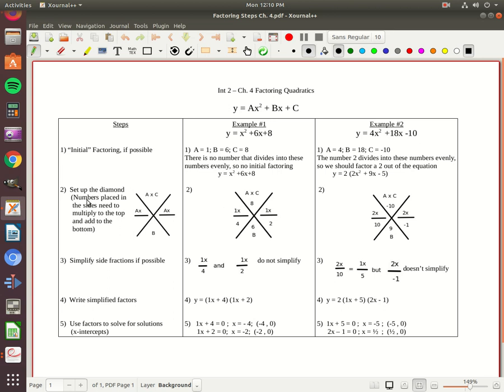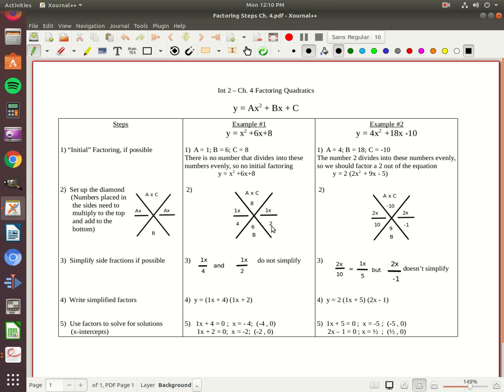And now we're going to go here. It says numbers placed in the sides need to multiply to the top and add to the bottom. So 4 times 2 equals 8, and 4 plus 2 equals 6. So I know I didn't talk about this one right here, but if you look, 10 times negative 1 equals negative 10. 10 minus 1 equals 9. So that's how that's going to work. And hopefully you've been doing your homework the last several years and you've seen these diamond problems a lot over the years. Maybe you haven't seen the tops of the sides, but the rest of it you should have definitely seen.